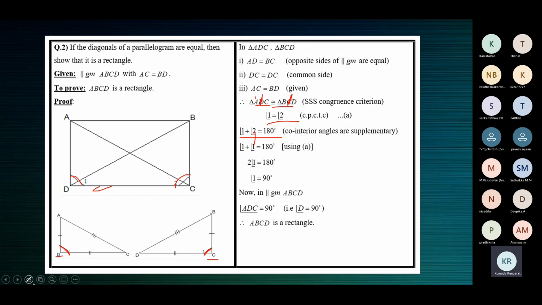We proved that angle 1 is 90 degrees. So now in parallelogram ABCD, angle ADC is 90, that is angle D is 90. So by the definition, it's a rectangle. ABCD is a rectangle, because ABCD is a given parallelogram, and we proved that one angle is a right angle. So ABCD is a rectangle.